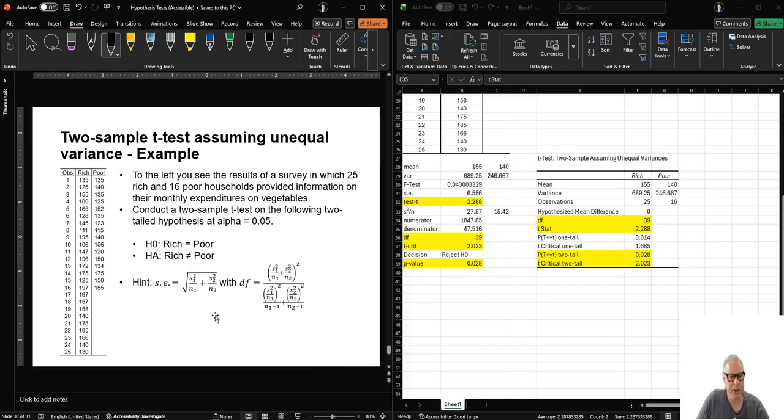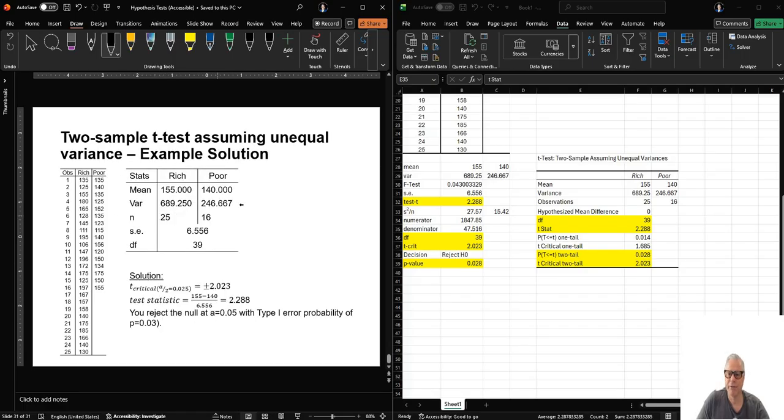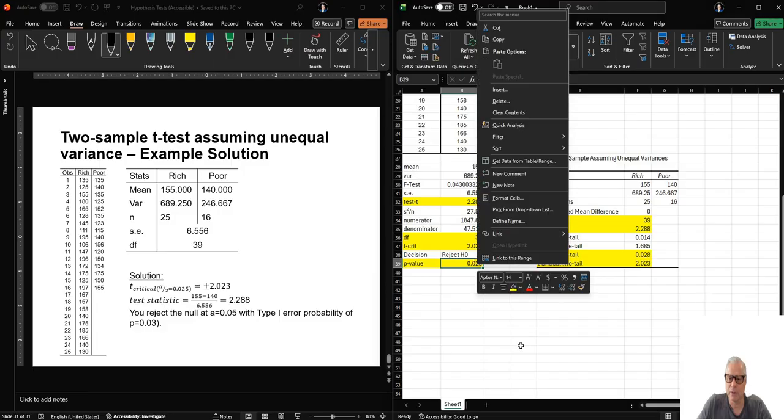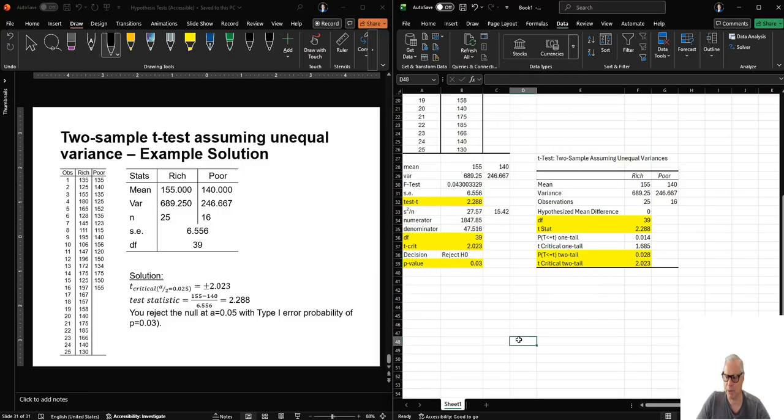Okay, so let's just stop here. And actually, let me quickly show you the slides. So I calculated everything again. I just summarized the main results, like the standard error, 6.556. The variance, here I also showed you an F-test, which is not in the slides, but we will talk later about an F-test. And again, we reject the null at an alpha of 5% with a type 1 error probability of 0.03, or more specifically 2.8%, but if you round it to two digits, it's 0.03.